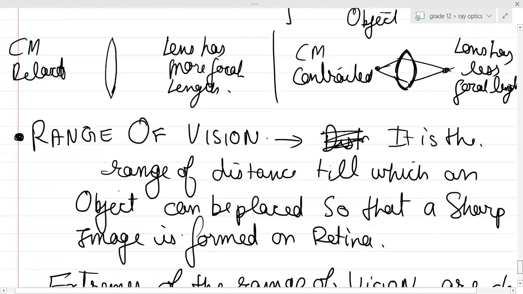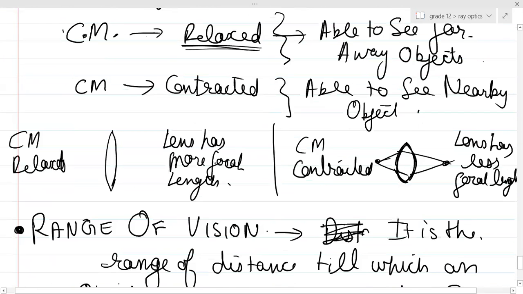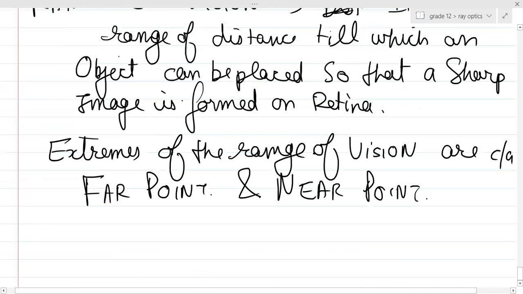When the far point is there, the lens is the thinnest. I told you, the lens has more focal length. The lens is thin when it sees a far away object, and thick when it sees a nearby object. Always remember, guys, ciliary muscles relaxed, lens becomes thin, so it has more focal length. If it becomes thin, the curvature is less, and if curvature is less, focal length is more, right? And when it becomes thick, the curvature becomes more, due to which the focal length becomes less. Is it clear, guys?